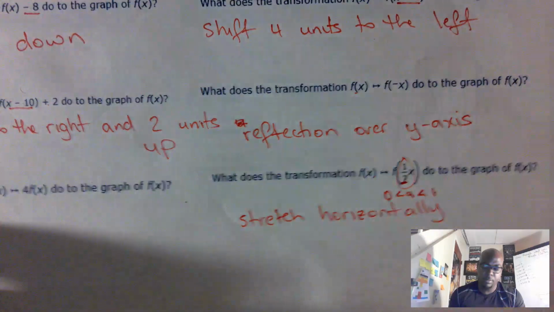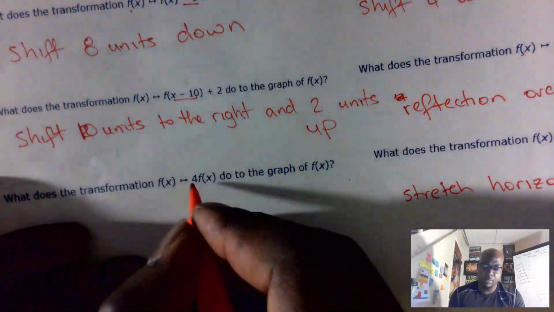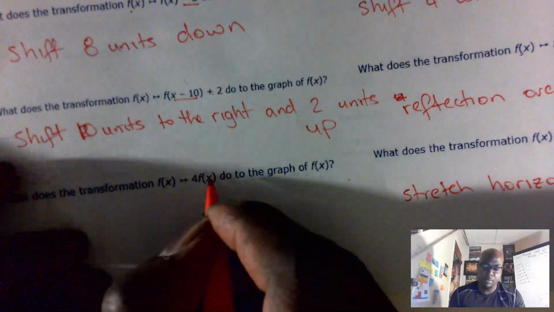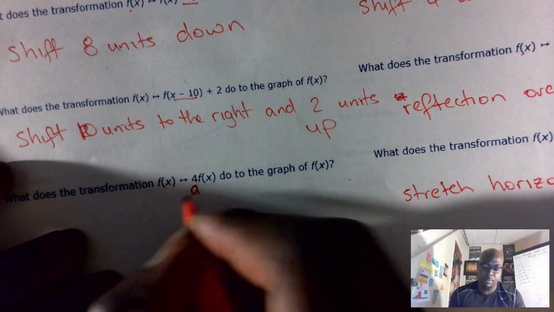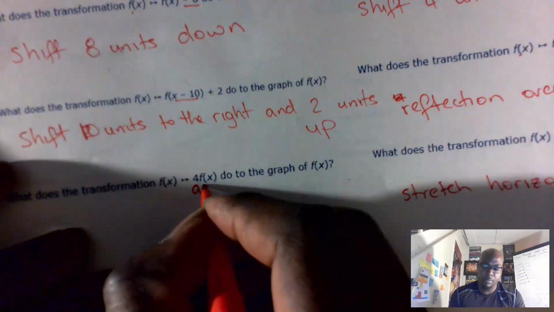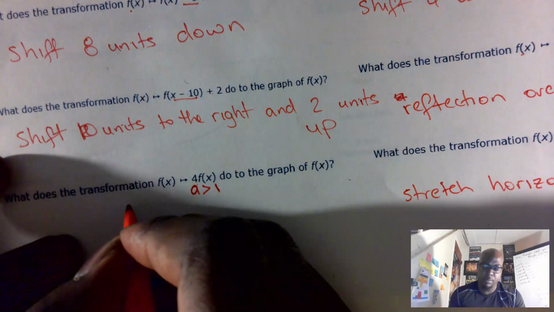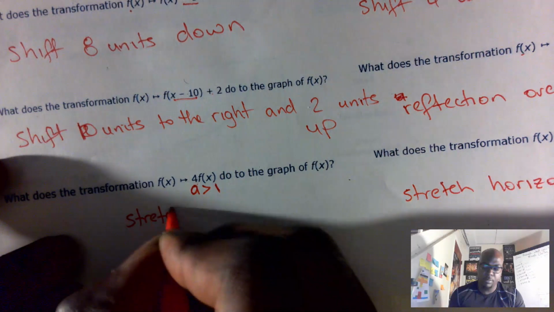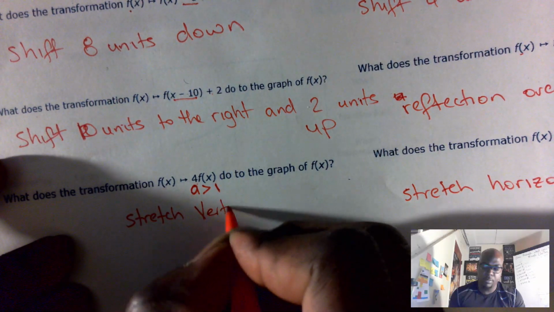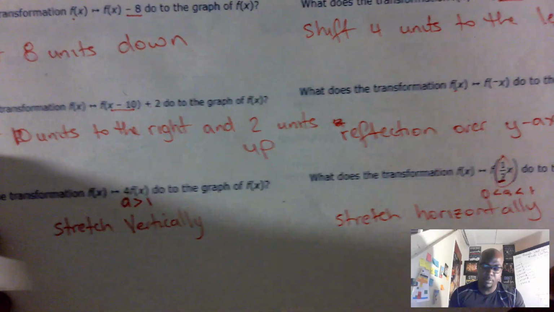Let's look at the last one. Here we have 4f of x. Here a is greater than 1. So since a is greater than 1, we know that it is stretched vertically.